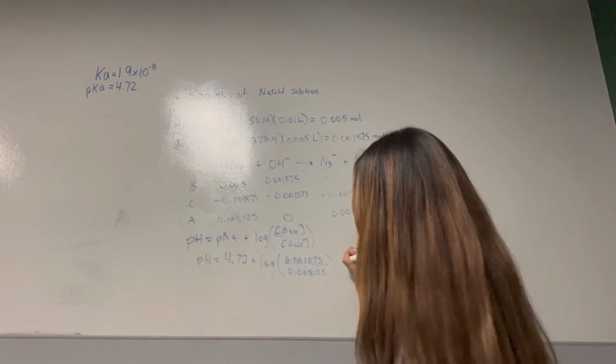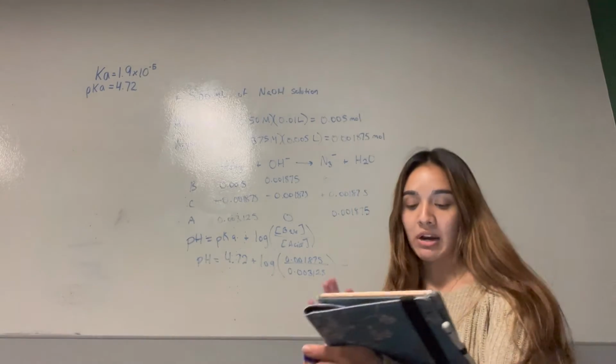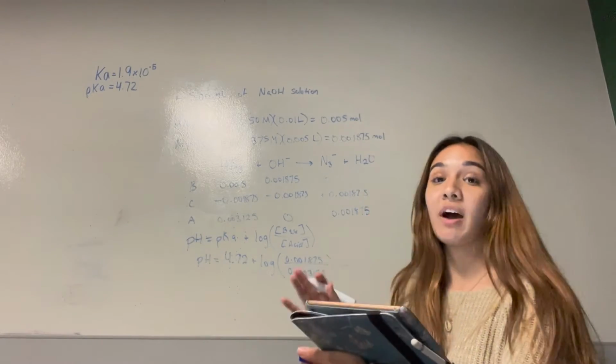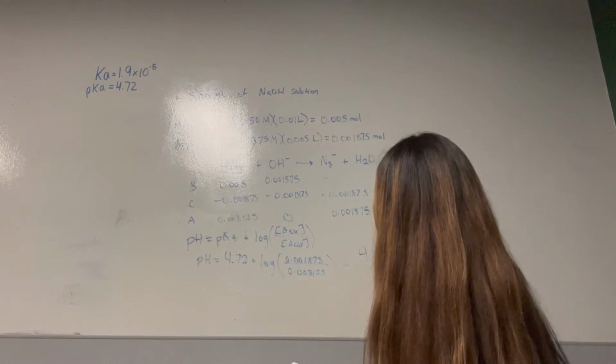Once you perform this calculation, we find that the pH equals about 4.49815125. And using sig figs, this comes out to be 4.50.